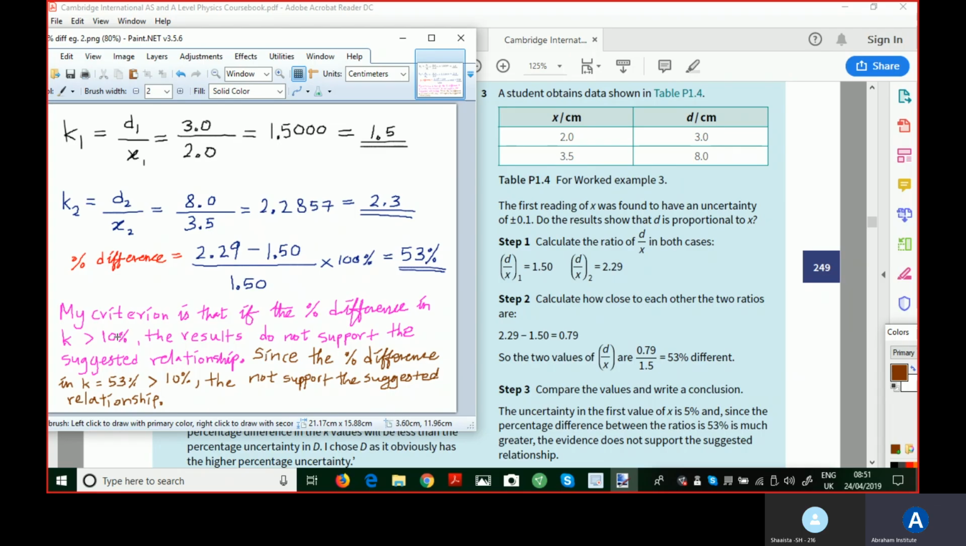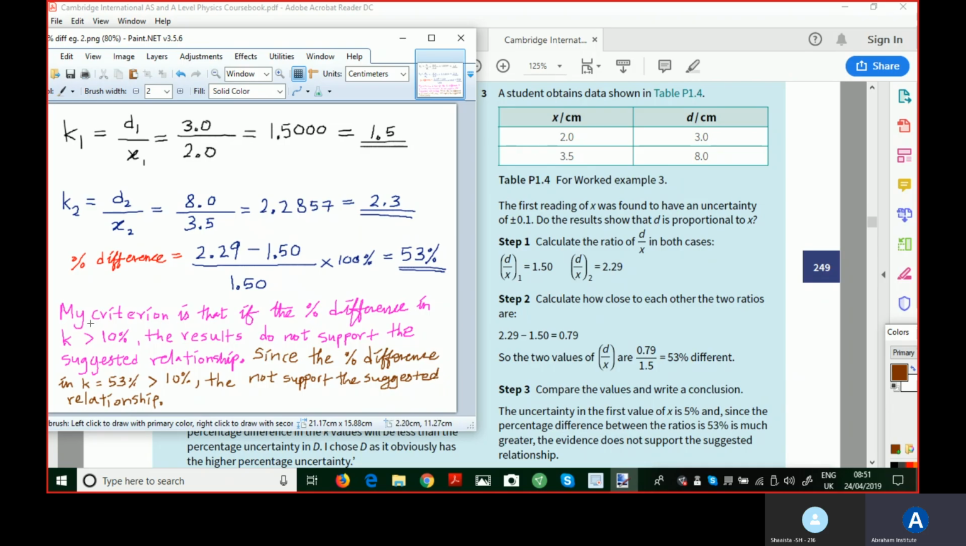Now I have stated this criterion in a way that you can almost write it for any past paper question: if the percentage difference is greater than 10% or 20%. You can choose that percentage which you write here. Usually it's better if you write 10%. So let's check that.